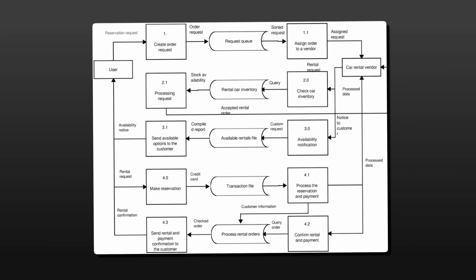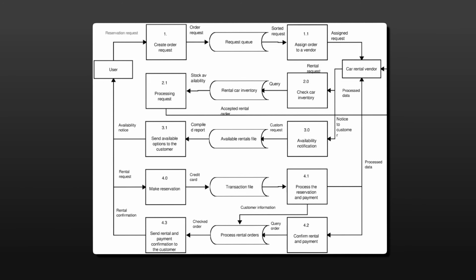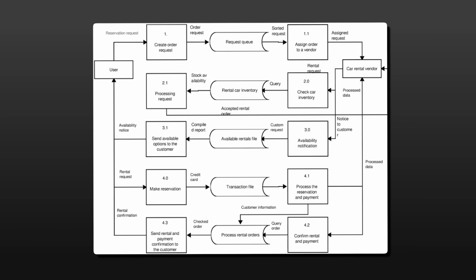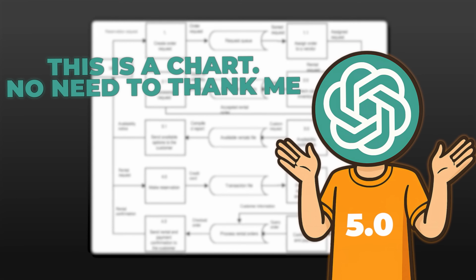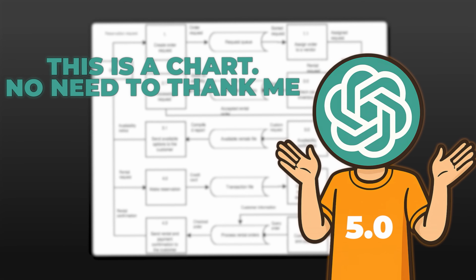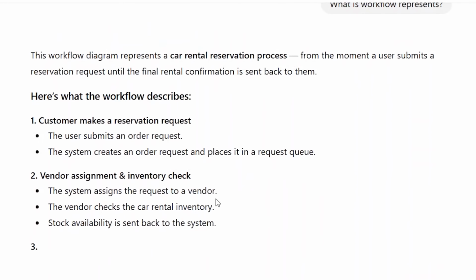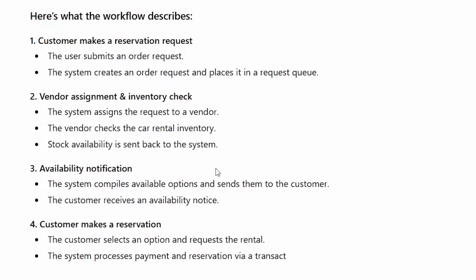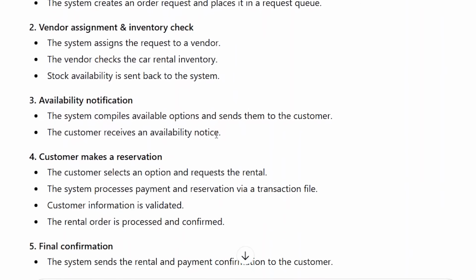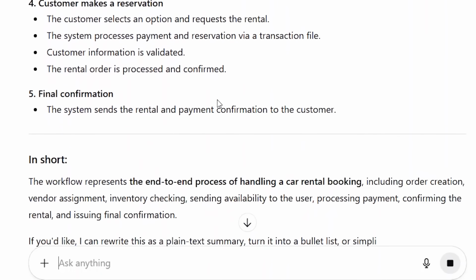Third example, I'm uploading a diagram, a workflow chart with arrows, boxes, and labels. GPT 5.0 would just describe it. This is a flow chart with boxes and arrows. GPT 5.1 actually interprets the logic. It tells me what the workflow represents, identifies decision points, and even suggests improvements to the process flow.